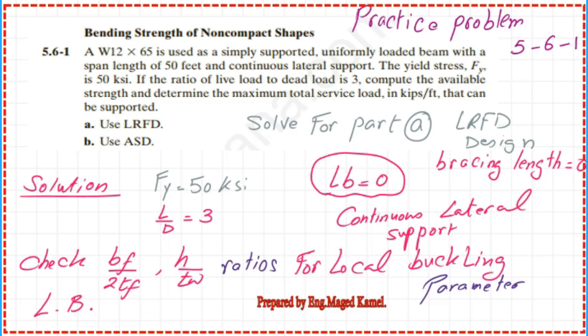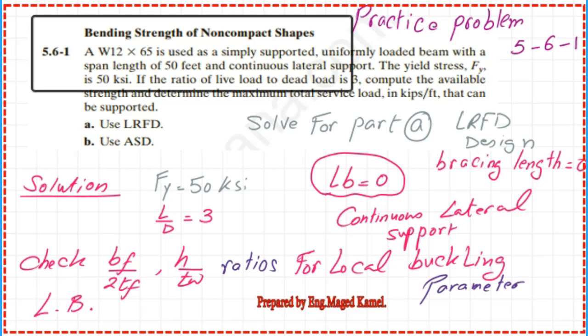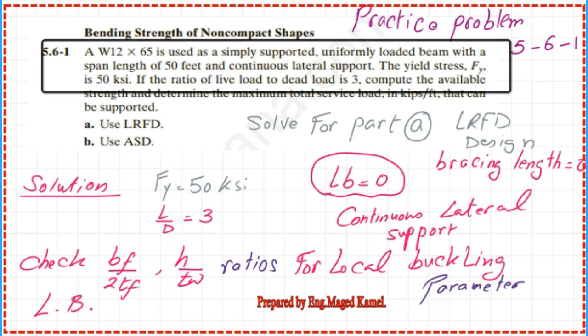This is Magid Kamil. I'm going to discuss practice problem 561, which is titled Bending Strength of Non-Compact Shapes. In practice problem 561, we have a non-compact W-shaped W12 by 65, which is used as a simply supported uniformly loaded beam with a span length of 50 feet and continuous lateral support.